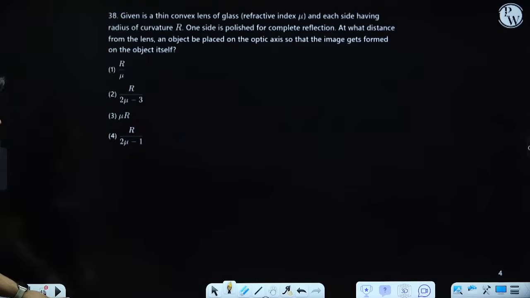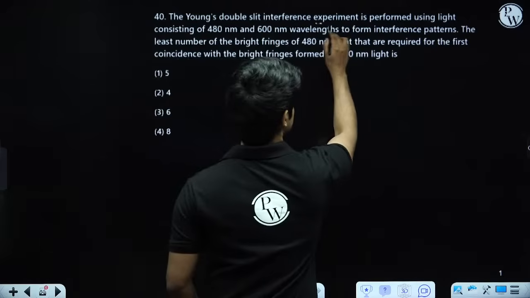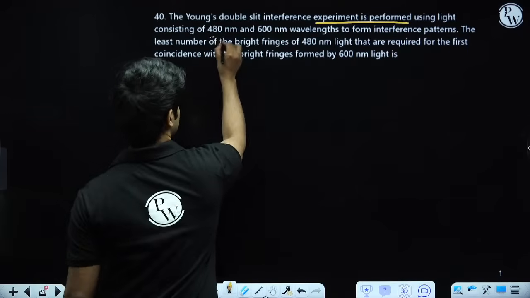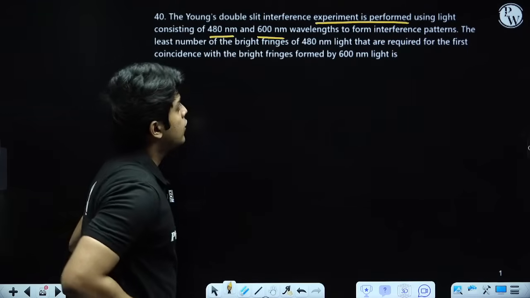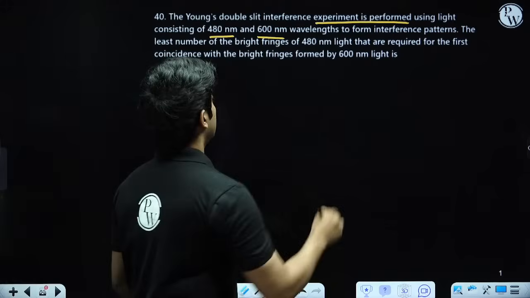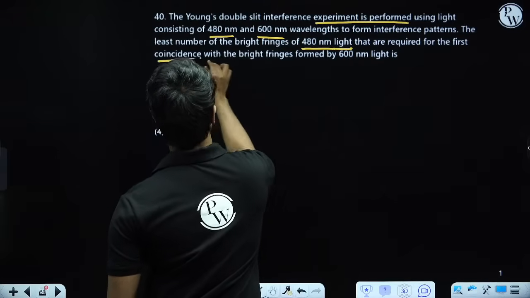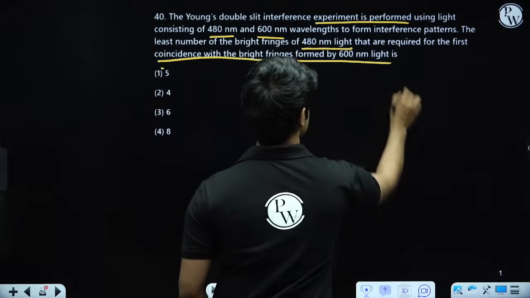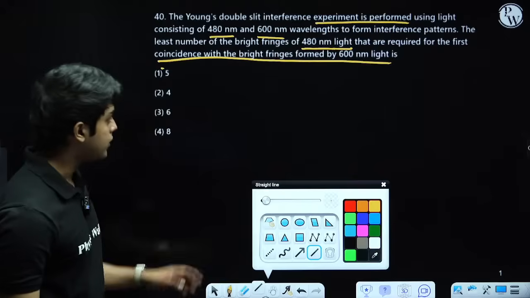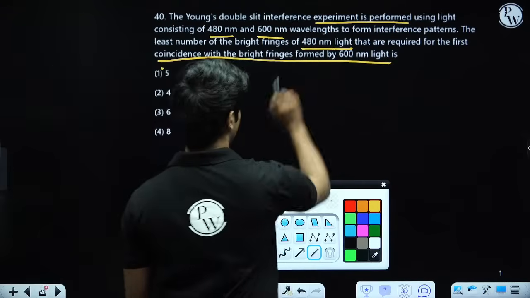Yeah, we already did this question. Young's double slit interference experiment is performed using light consisting of 480 nanometer and 600 nanometer to form interference patterns. The least number of bright fringes of the 480 nanometer light that are required for the first coincidence with the bright fringes formed by the 600 nanometer light. Okay, so we want at some point they need to coincide. So how many bright fringes for the 480 nanometer light are required?